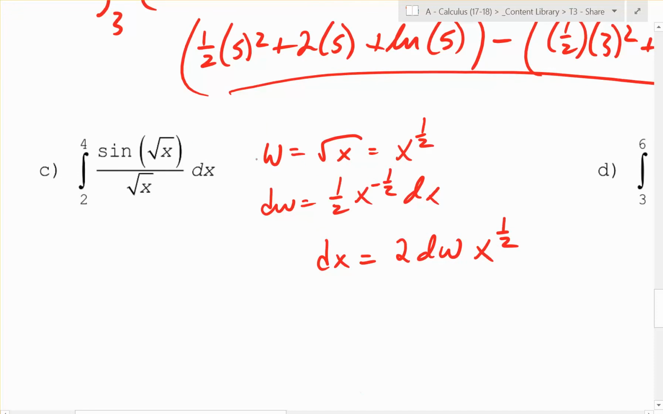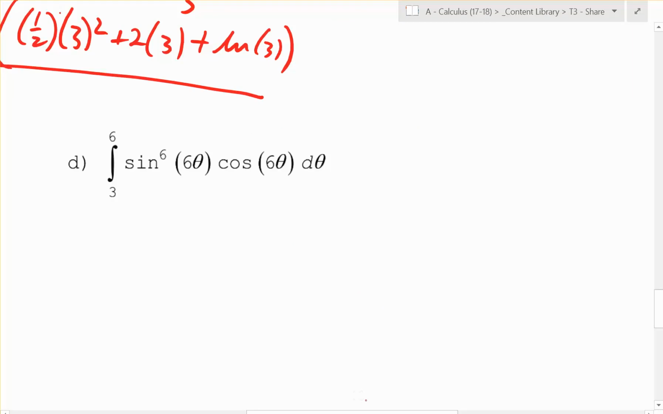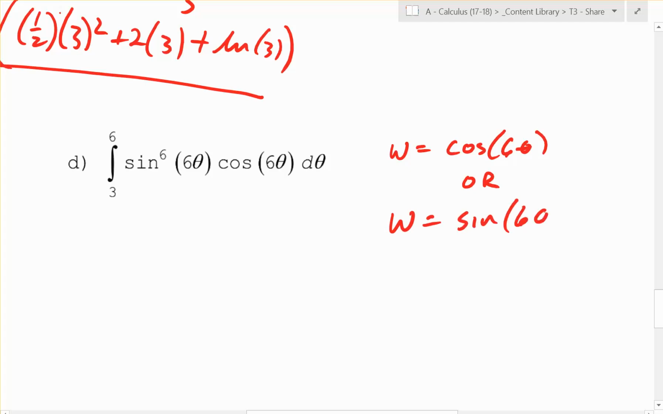So on this one, you let w equal the square root of x. So then you take the derivative, and then when you isolate dx, you get this wonderful thing that'll help you cancel everything. So that's what you do to substitute there. I'll let you finish this one on your own. And then here you have two choices. Should you let w equal cosine of 6 theta, or should you let w equal sine of 6 theta? Which one? Try both, see which one works well.